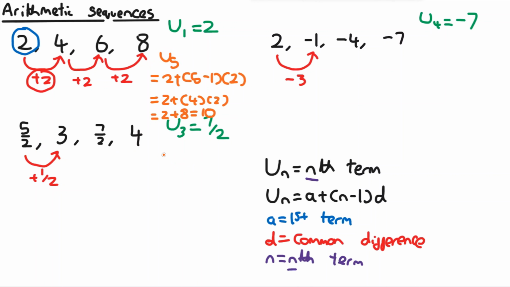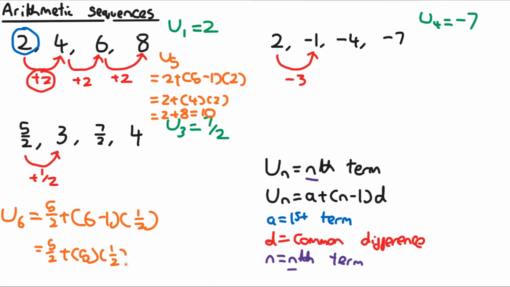For this sequence, if we wanted to find u6, it would be equal to, okay, a is equal to 5/2, plus n minus 1, and n is 6, so 6 minus 1, times d, which is equal to a half. We can simplify this to 5/2 plus 5 times a half, which is going to be equal to 5/2 plus 5/2, which is just equal to 5. So u6 is equal to 5.